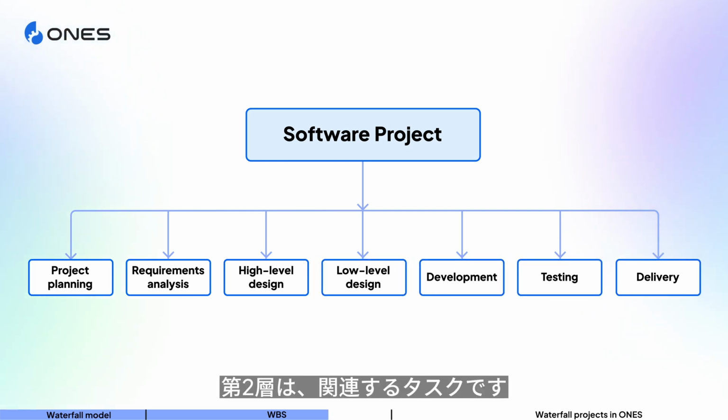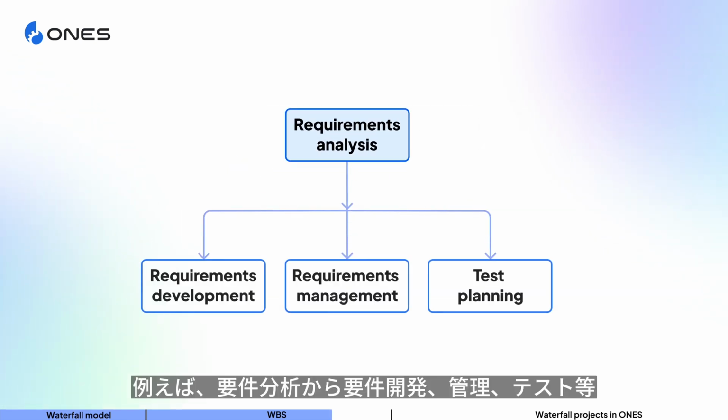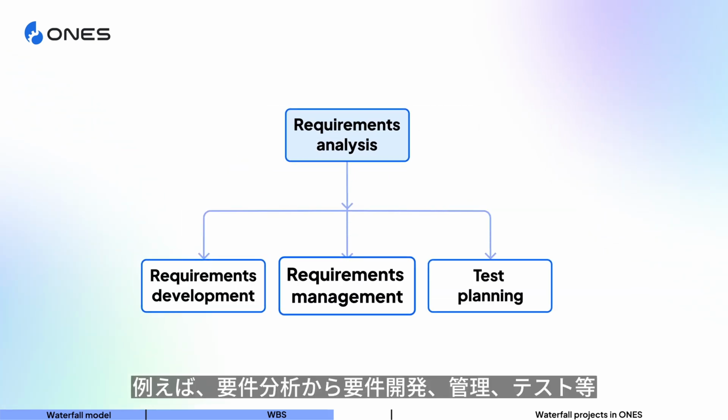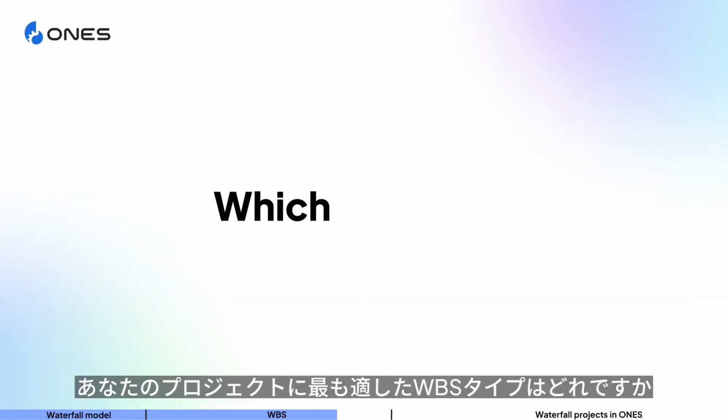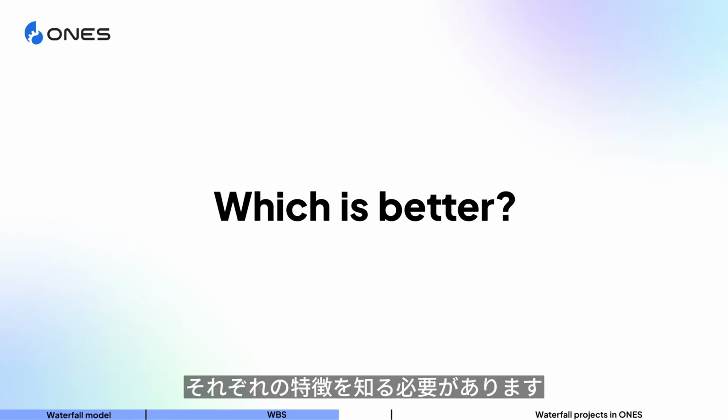The second layer is the tasks involved. For example, requirements analysis into requirements development, management, and testing. Which WBS type suits your project best? You need to know what each has to offer.